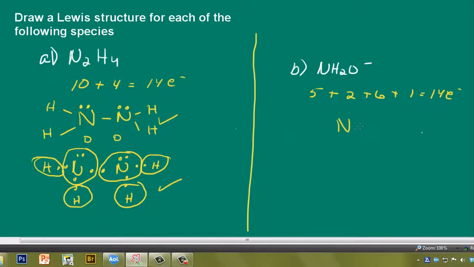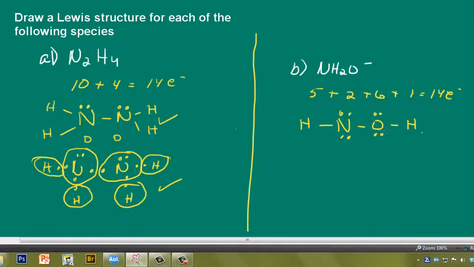So let me go ahead and draw the skeletal structure. I'm thinking it could go something like this. And I go ahead and distribute the electrons. And now, take a look at my structure here. And I see a problem with the nitrogen.